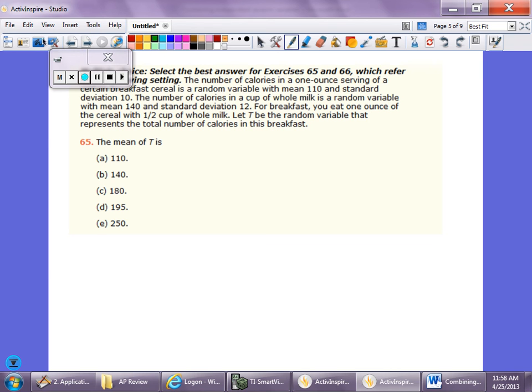Next, the number of calories in a 1-ounce serving of breakfast cereal has a mean of 110 and standard deviation of 10. The number of calories in a cup of milk have a mean of 140 and standard deviation of 12. For breakfast, you eat 1 ounce of the cereal and 1/2 cup of the milk. So this is a combination, but before you combine your random variables, you have done a linear transformation on the milk part. So there's 2 parts. First, you're doing a linear transformation.